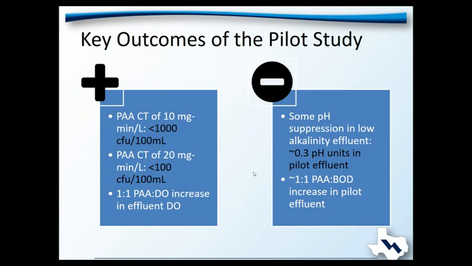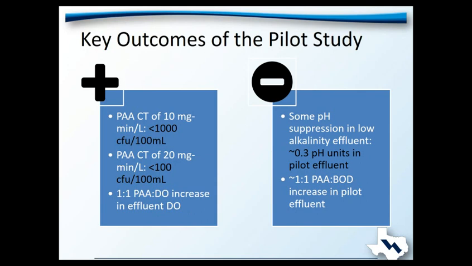Some side effects that have also been mentioned so far this morning were evident from the pilot study. We did see at the end of the pilot reactor some pH suppression. This should not necessarily be a surprise for fully nitrified secondary effluents like Adams Field effluent. There's typically low alkalinity, and so when we're adding an acid like peracetic acid, we should expect some pH suppression.